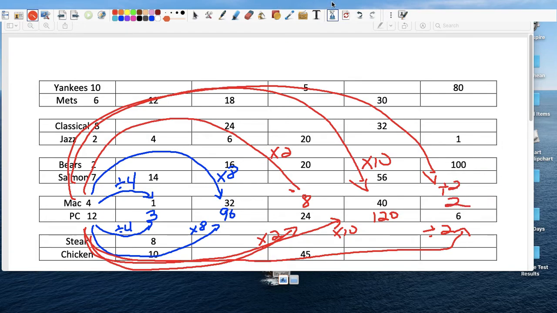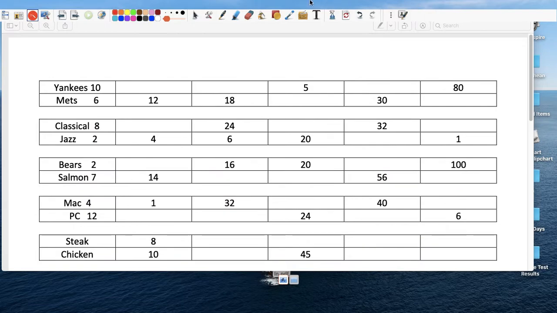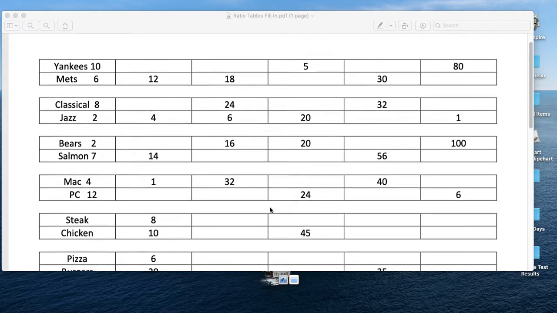So it's really up to you which one you want to use. Not up to you, but up to the problem. Right? First, it gives you the opportunity.